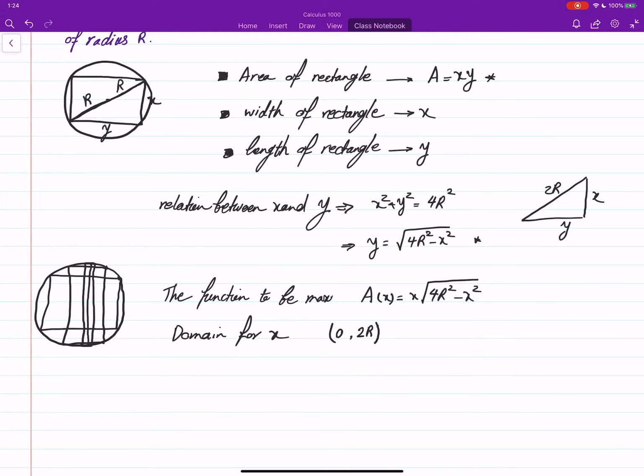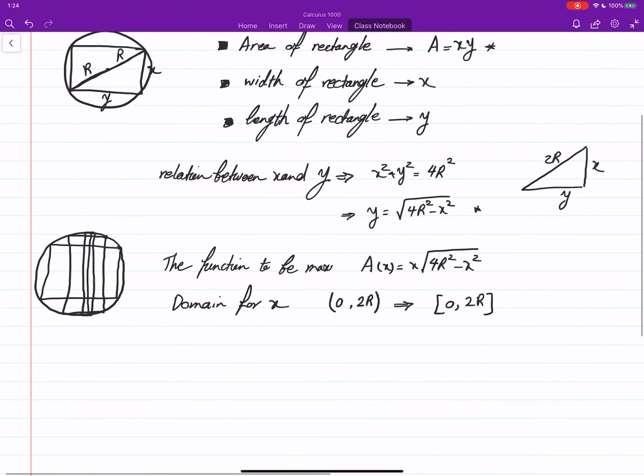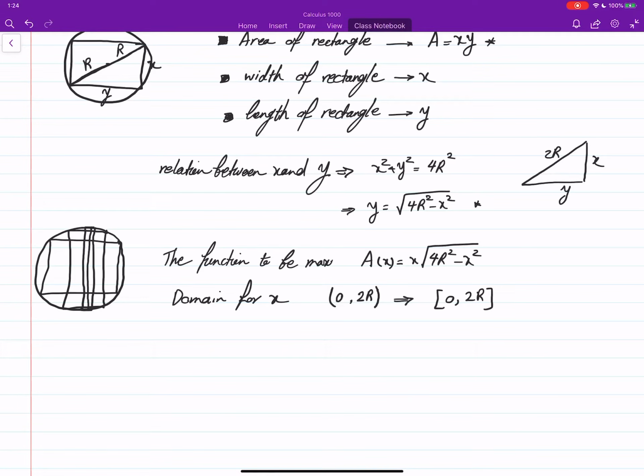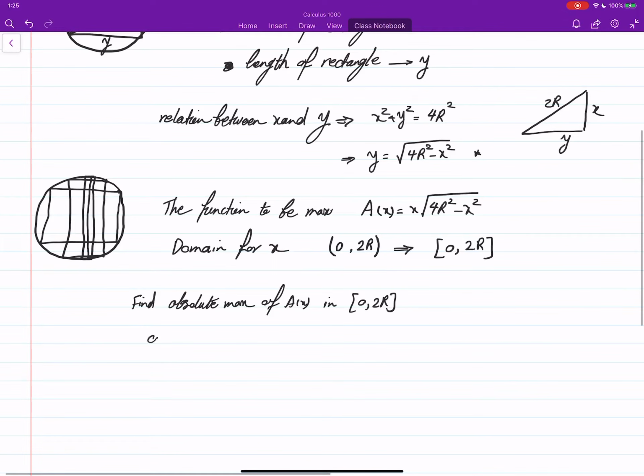Well, if you look at this function, at these two endpoints, it is continuous, and actually what we can do is replace this domain with the closed interval, such that we can use the facts about the absolute max and min. So then it comes to finding the absolute max of A(x) in the interval 0 to 2r. First, we need critical numbers.